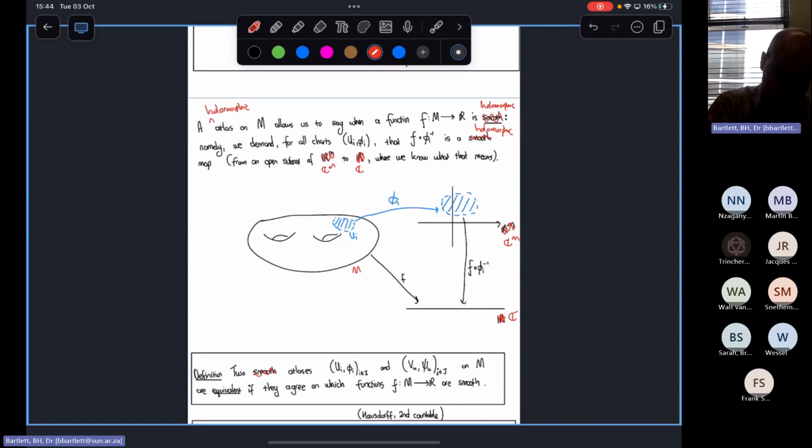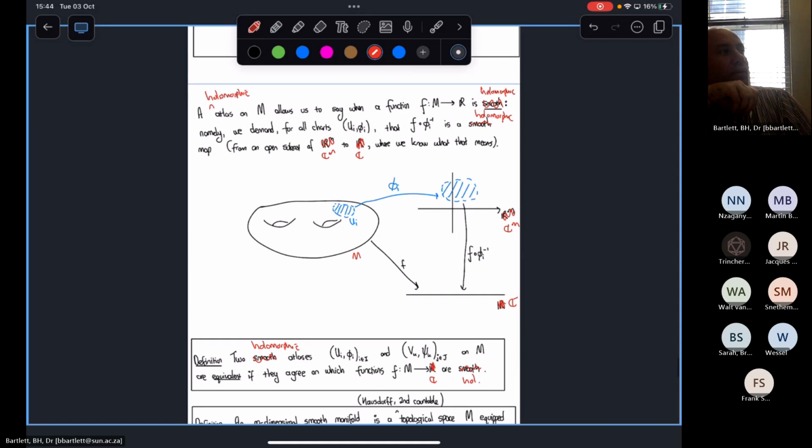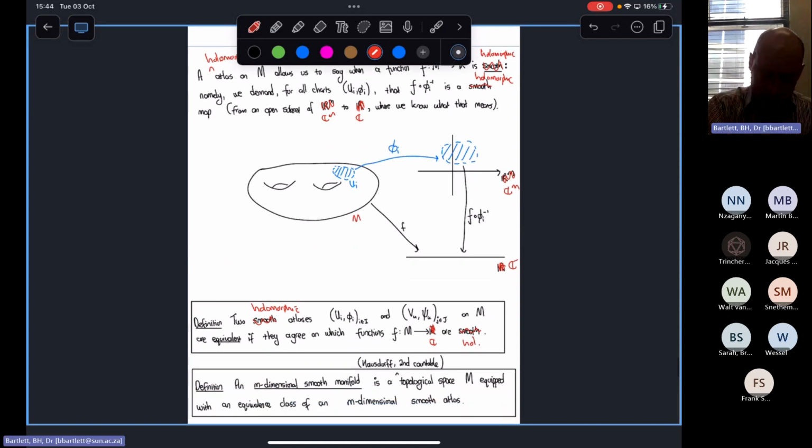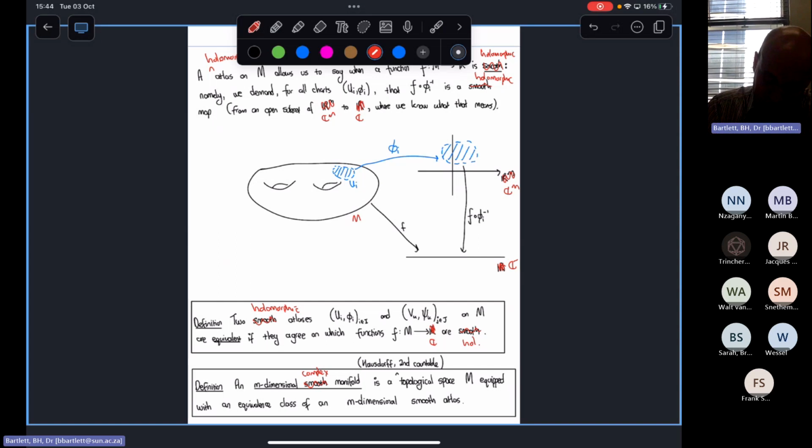Two holomorphic atlases are called equivalent if they agree on which functions are holomorphic. And an m-dimensional complex manifold is a topological space M equipped with an equivalence class of an m-dimensional holomorphic atlas. So that means that locally the space looks like C^m, not R^m.